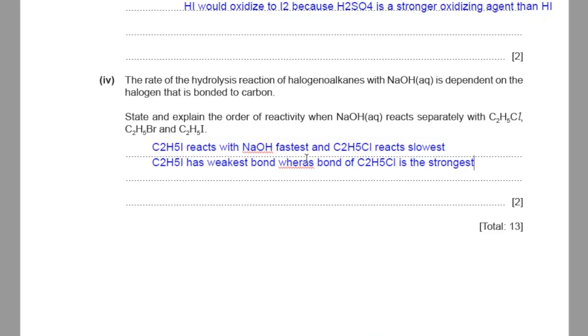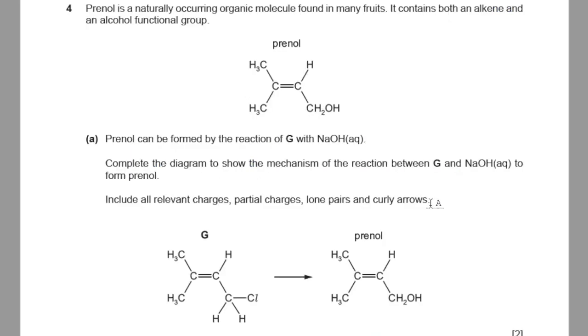And this all depends on the bond length, basically. The bond length of carbon to iodine of ethyl iodide is greater than the bond length of carbon to chlorine in ethyl chloride. Question number 4. Prenol is a naturally occurring organic molecule found in many fruits. It contains both an alkene and an alcohol functional group.